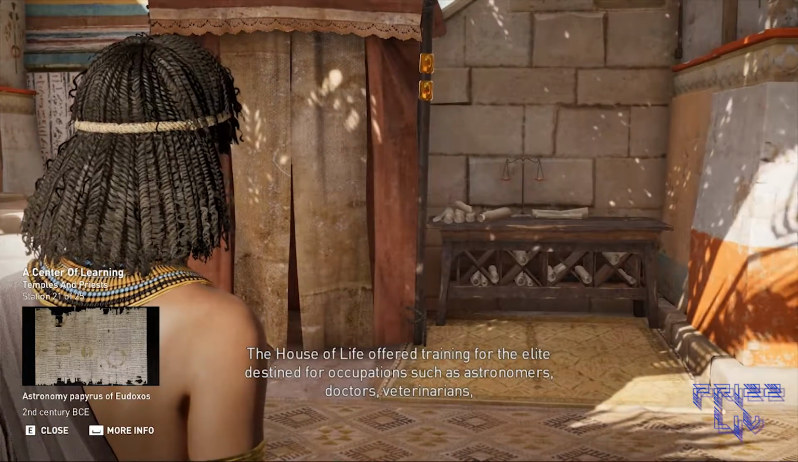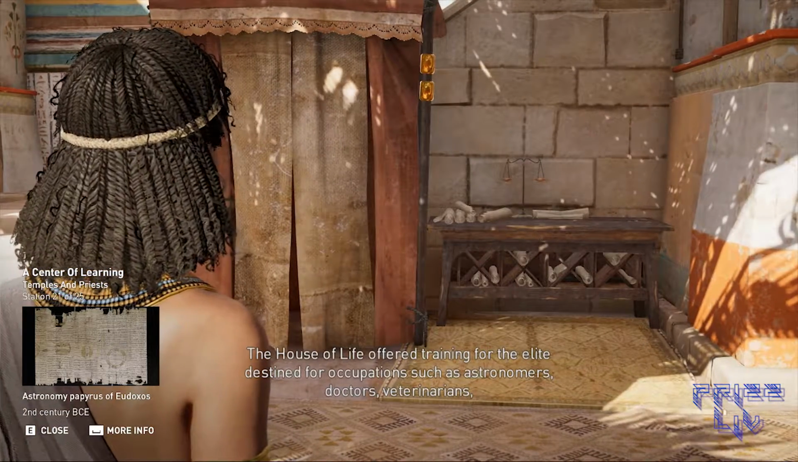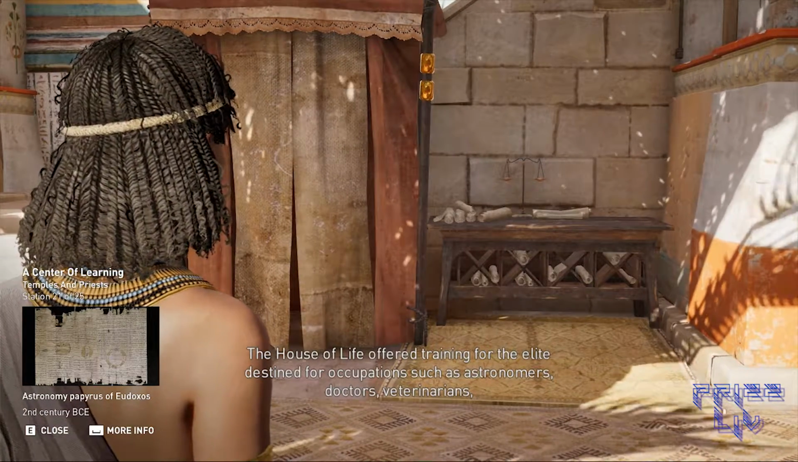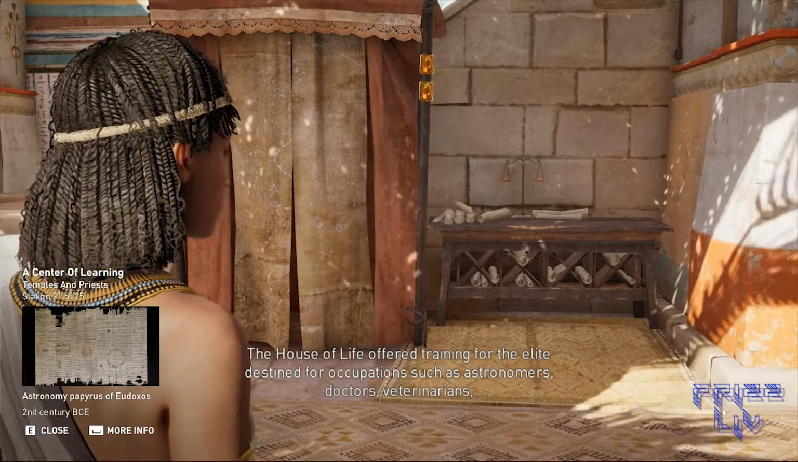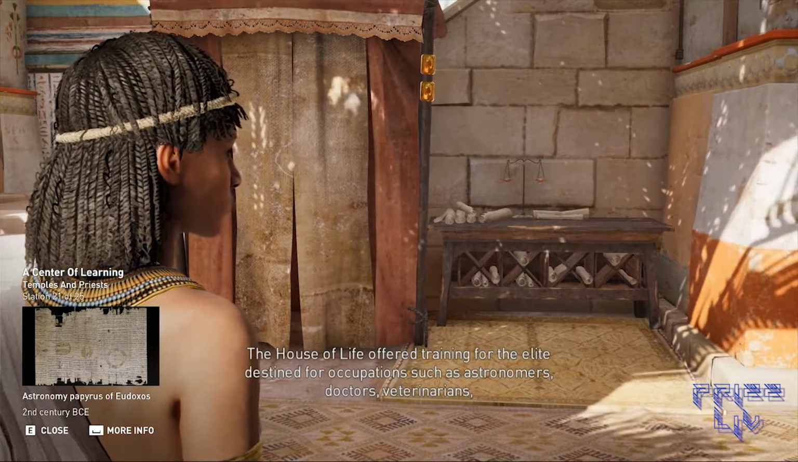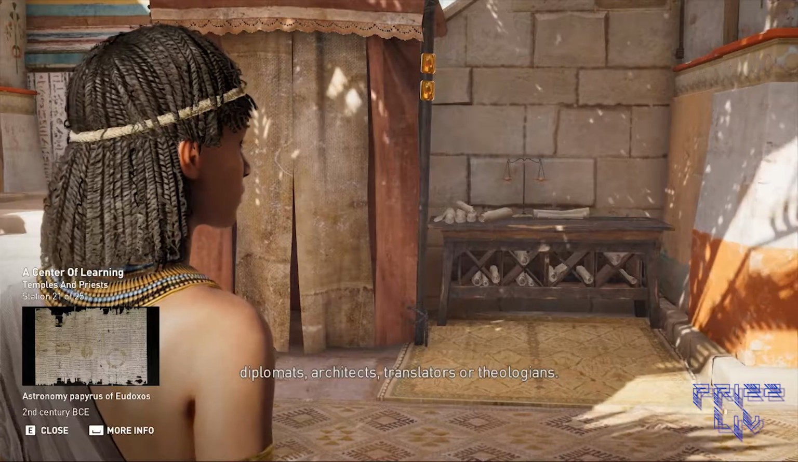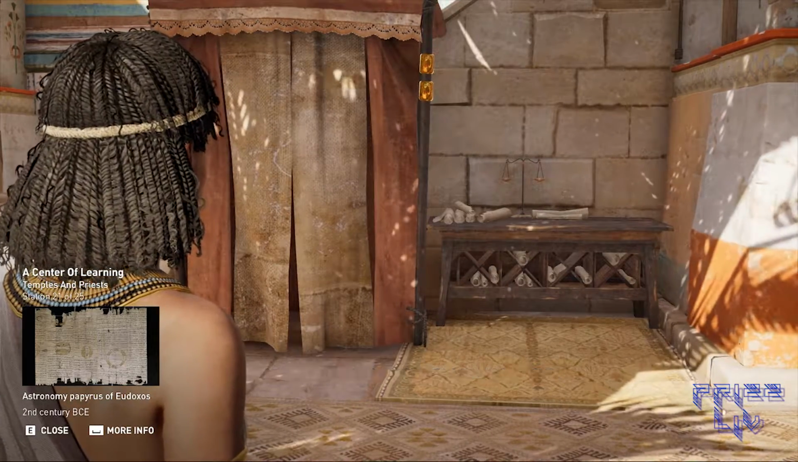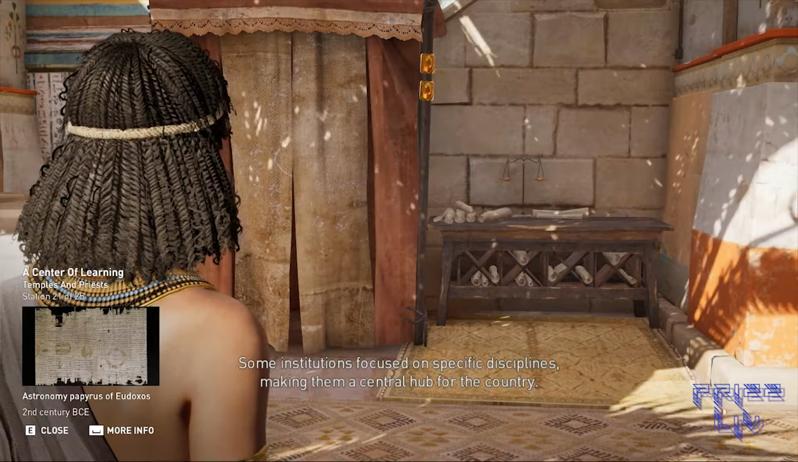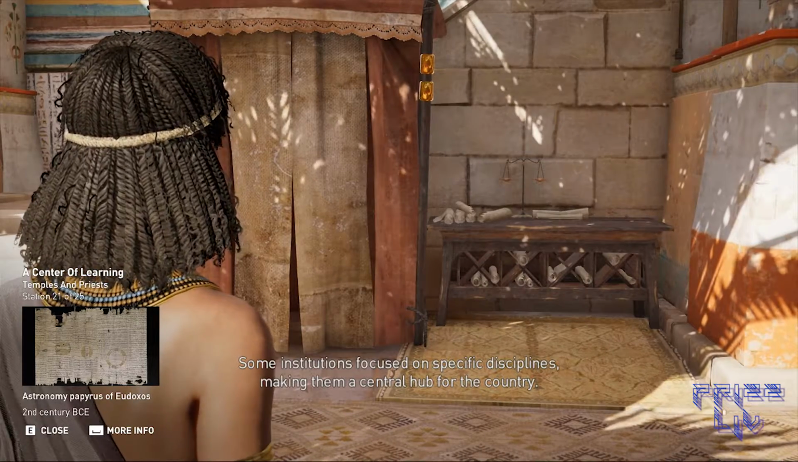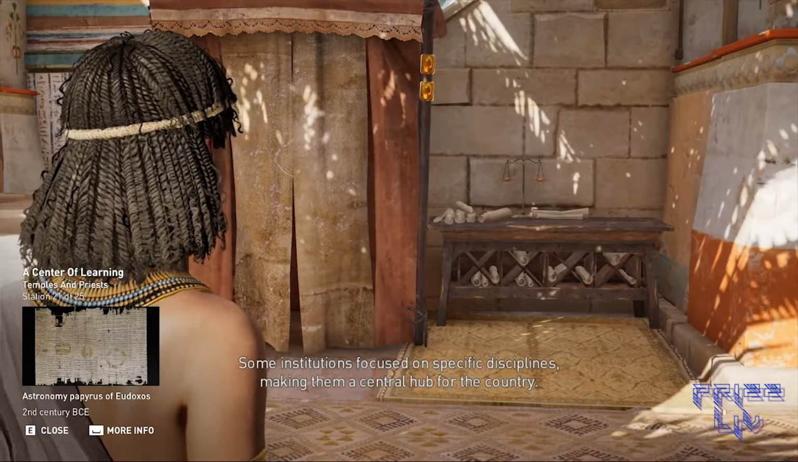The House of Life offered training for the elite, destined for occupations such as astronomers, doctors, veterinarians, diplomats, architects, translators, or theologians. Some institutions focused on specific disciplines, making them a central hub for the country.